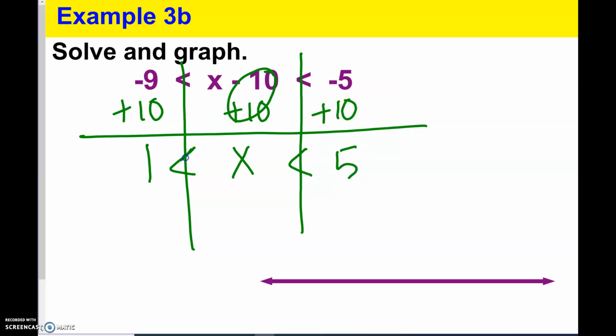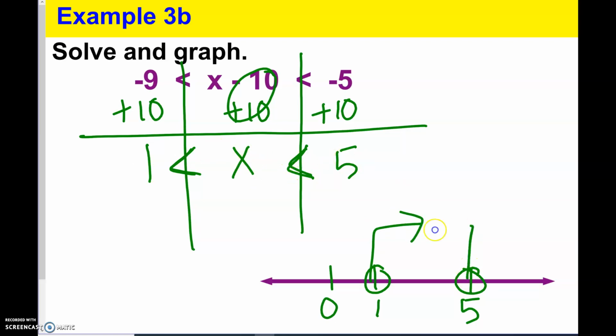Okay, see how these symbols are both pointing to the left. So we have 0 on your number line, we have a 1 on the number line, and a 5 on the number line. Neither one of these symbols has the equal sign underneath. So we're going to have open circles at both. And this one says X is bigger than 1, so bigger than 1. The other side says X is less than 5. So it goes this way. Whenever those two arrows are passing each other like that, we know we are going to shade between.